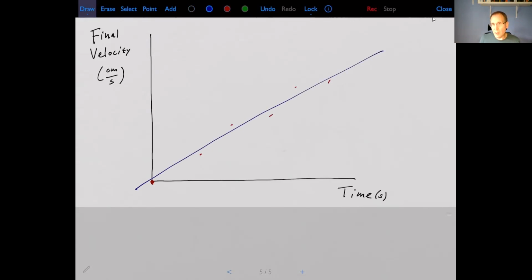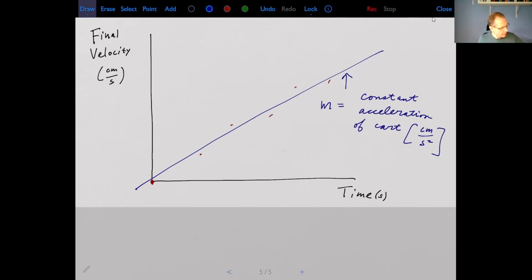Now, very important is the slope. What does the slope represent? Well, the slope of this line has got to be the acceleration, right? In fact, since it's linear, you can make a stronger argument. You can say this is the constant acceleration of the cart. And it'll have the correct units of centimeters per second squared. So it's the constant acceleration of the cart in centimeters per second squared.